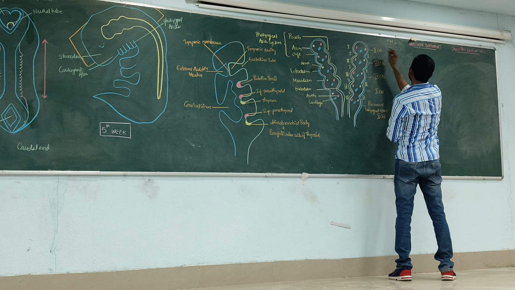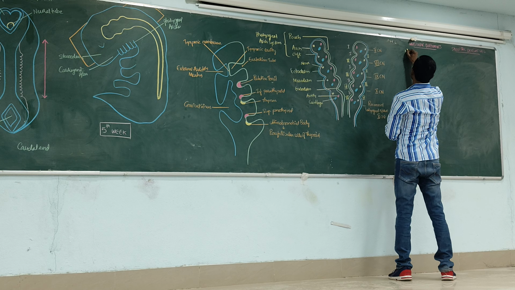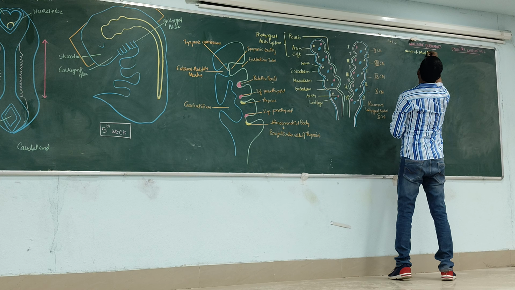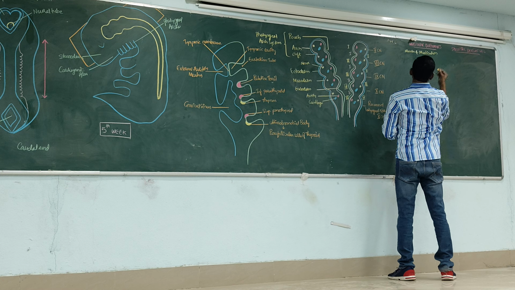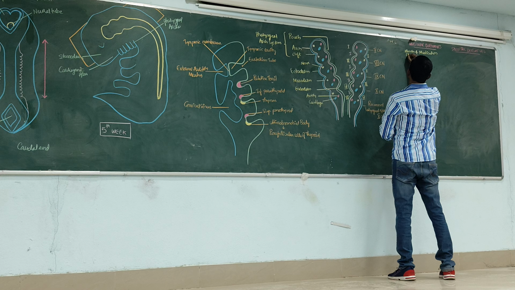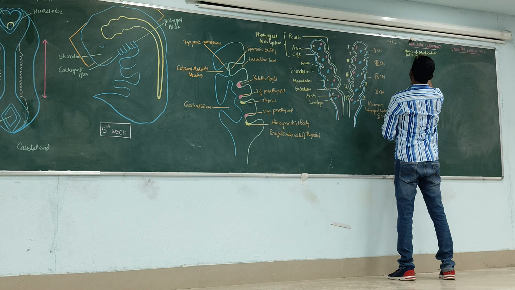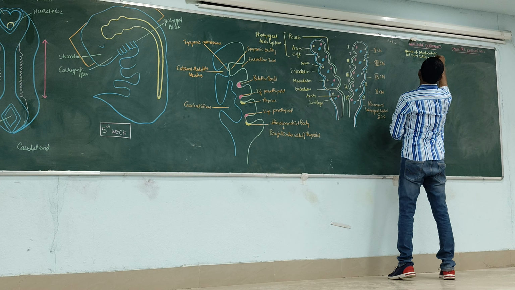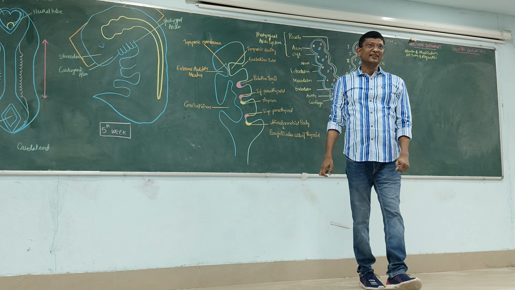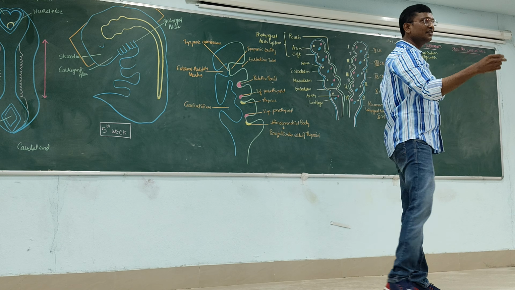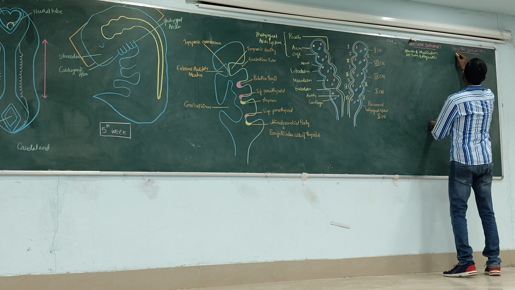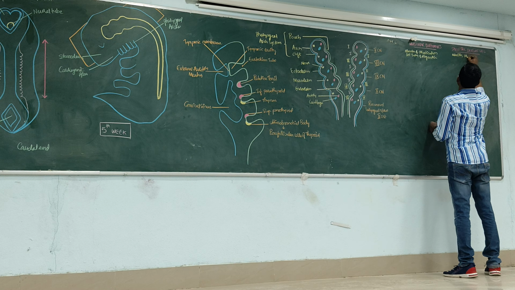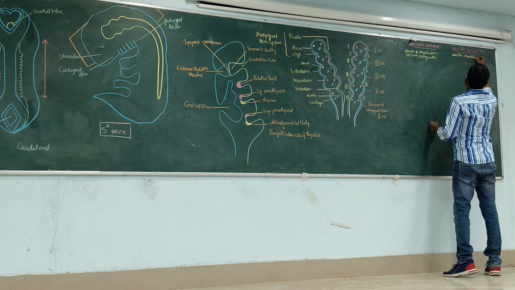The first arch derivatives are nothing but the muscles of mastication. Along with the muscles of mastication, it also gives rise to the posterior belly of digastric muscle. Along with this, the skeletal derivatives of the first pharyngeal arch are, you can see, the important bones, two bones called the maxilla and the mandible, which are developing from there.